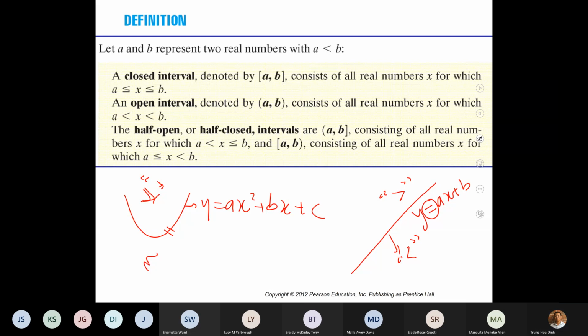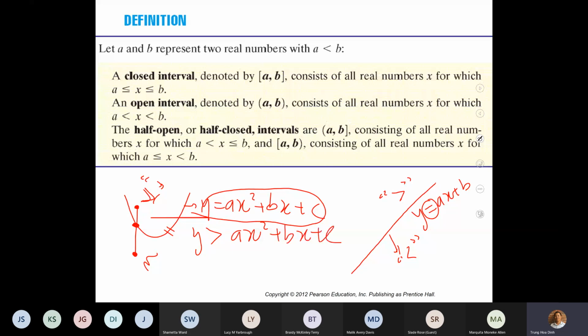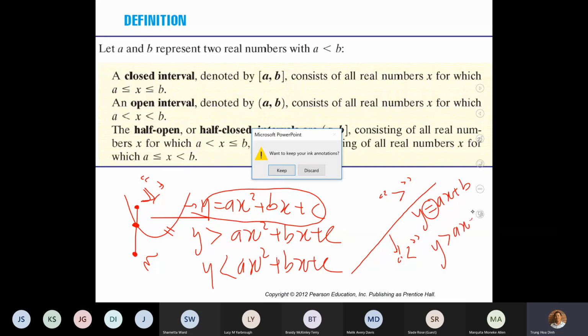Look at this. Greater than, for example, if you have one value x in here, that is the function value, y equal to ax squared plus bx plus c. All points in here will be with the y greater than the y value on the graph. Is that correct? Yeah. So similarly, less than is almost the same. So we have y greater than ax squared plus bx plus c, and y less than ax squared plus bx plus c. And this is almost similar to y equal to ax plus b.